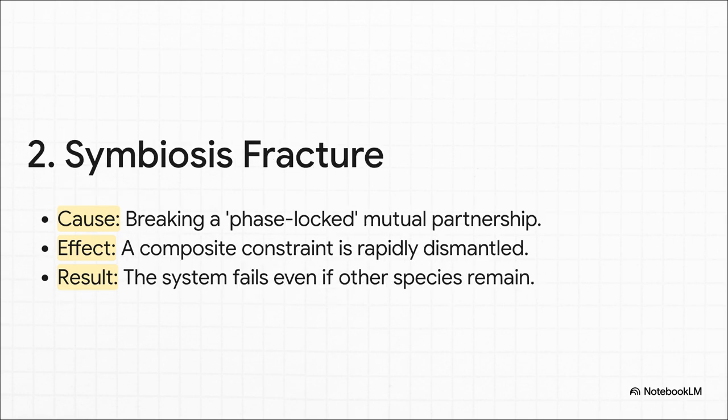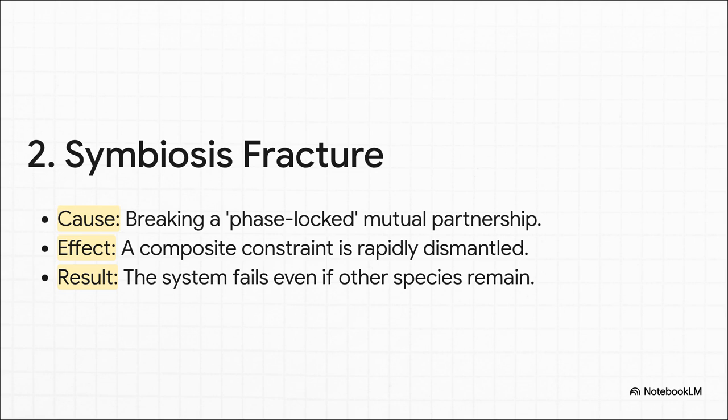Next up, symbiosis fracture. This is what happens when you break a super tight, you scratch my back, I'll scratch yours kind of relationship. Think about a specific pollinator and its one special flower. CRET says they're phase-locked. So when you take away one of the partners, the special unit they formed is just gone.